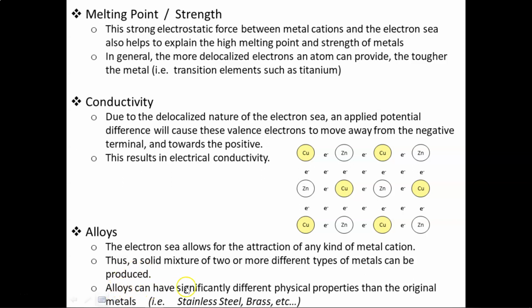Alloys in turn can have significantly different physical properties than the original metals. So for instance, brass is made up of copper and zinc. Copper is quite shiny and lustrous, but zinc is gray and dull. However, zinc is a lot more resistant to corrosion than copper is. By combining the two together and creating brass, brass now has the properties of both in the sense that it is both shiny and corrosion resistant.